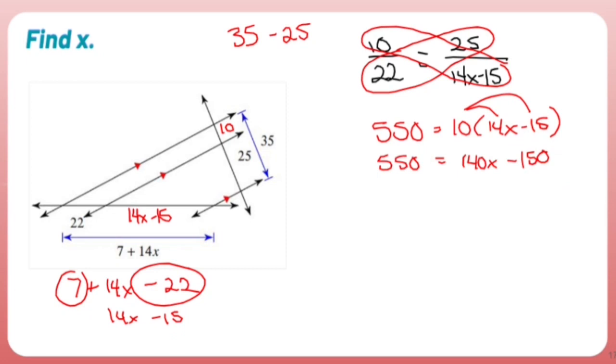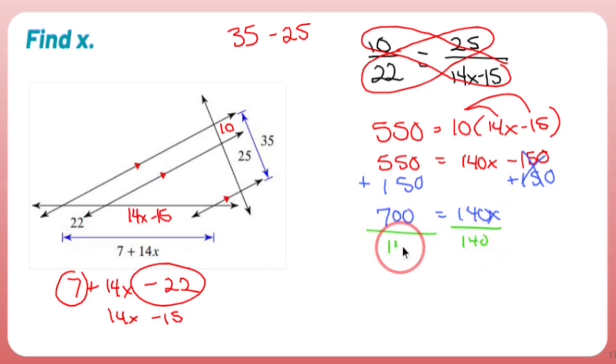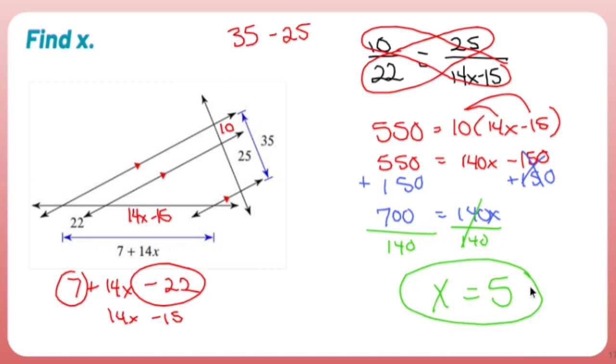Now we have a two-step equation. I can add 150 to both sides. When I do that, I get 700 equals 140x. One more step. Divide both sides by 140, and x is 5.